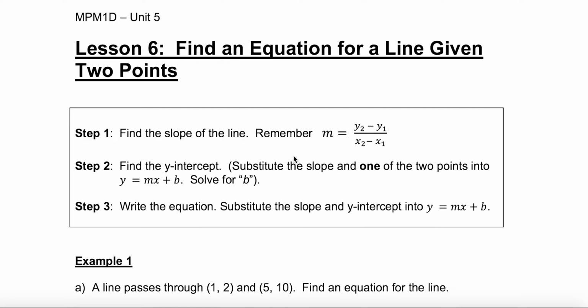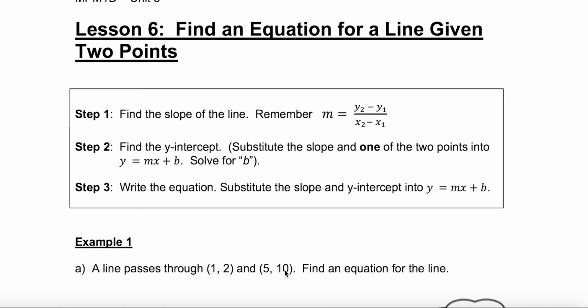Lesson 6 is on finding an equation for a line given 2 points. This is going to be very similar to what we did in lesson 5 when we were given a slope and we had to find the y-intercept. Now we're not going to be given a slope. We're only going to be given 2 points.